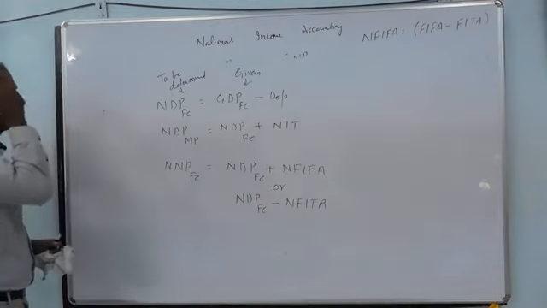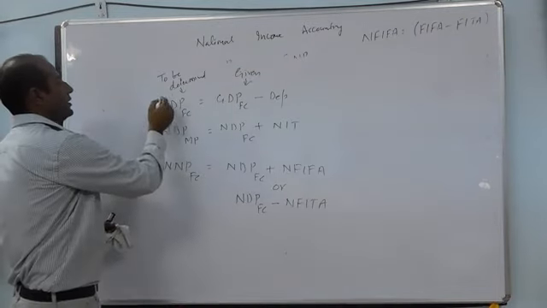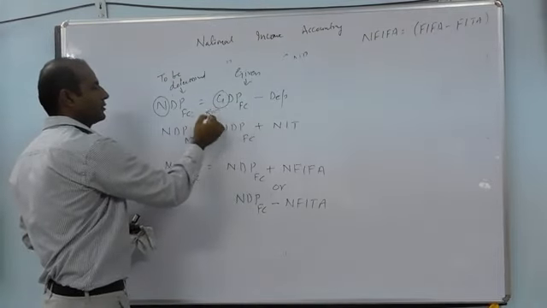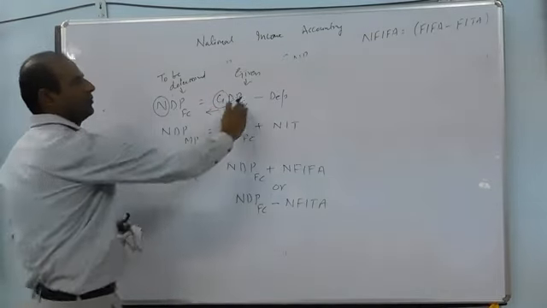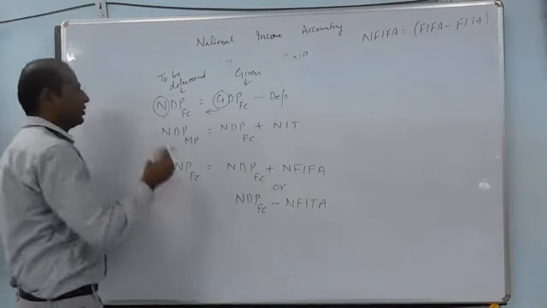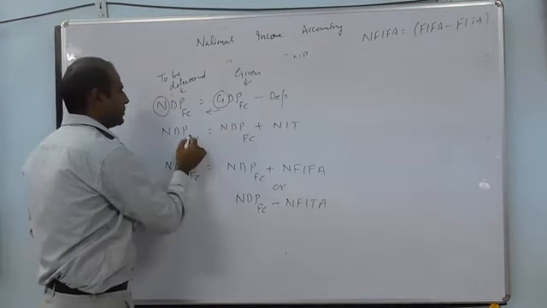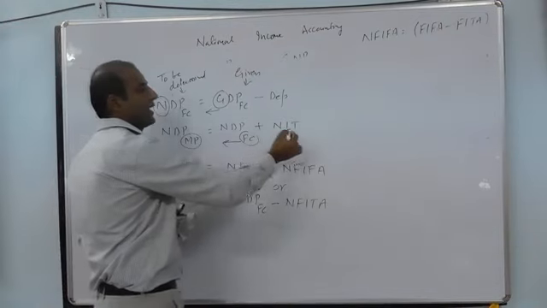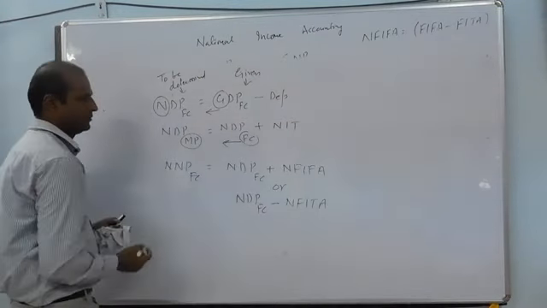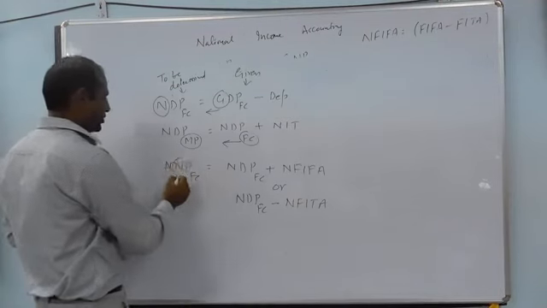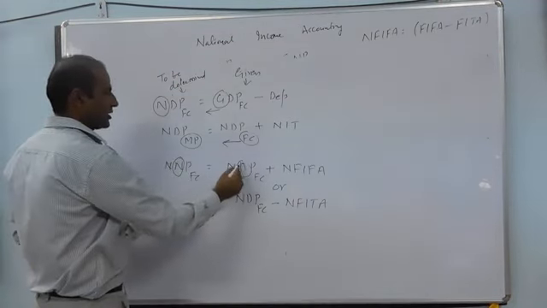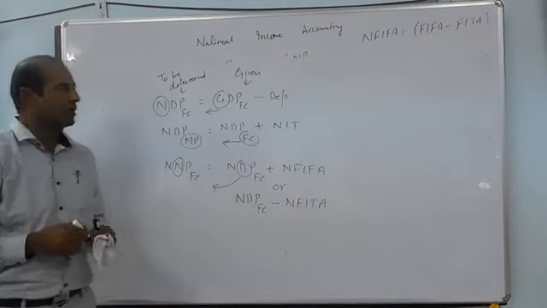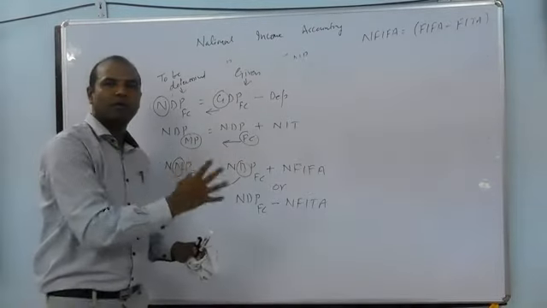So you see here. Gross to net, minus depreciation. Look here, NP, factor cost to market price, add NIT. Look here, national, domestic to national, add net factor income from abroad. If you do this three, half work is done.